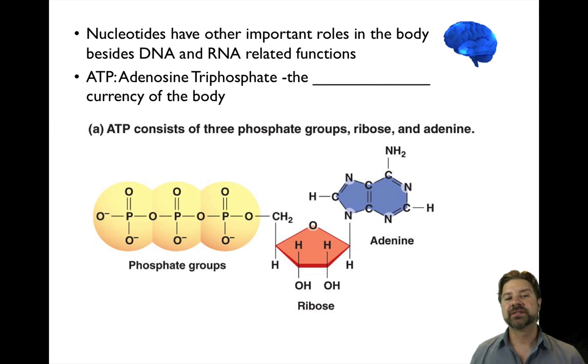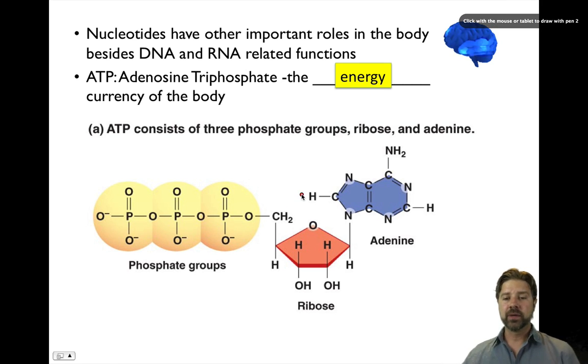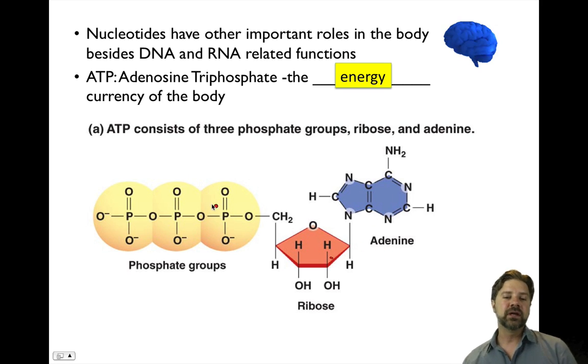Another role that nucleotides have in the body is related to energy. We call ATP, adenosine triphosphate, the energy currency of the body. If we take a look at its chemical structure, down below here we can see a nitrogenous base. Here's adenine, here's ribose, the sugar present in RNA. But then over here, it's not one phosphate, but we have 3 in a row.